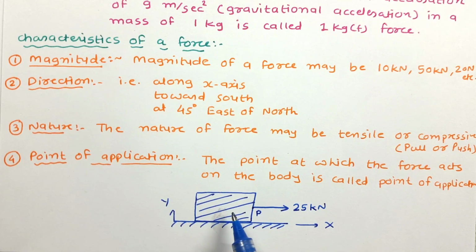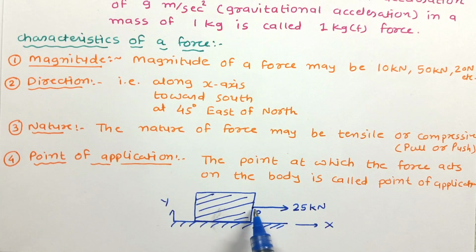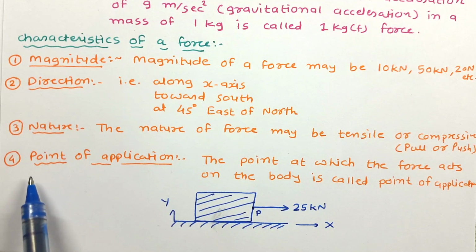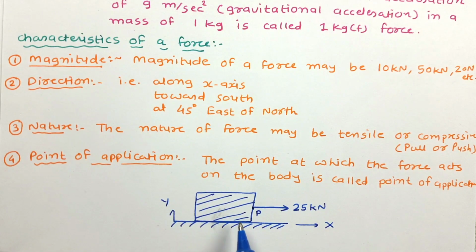So here one object is there which is subjected to this force. First characteristic is magnitude. The magnitude of this force is 25 kilonewton. Direction, we can say it is acting in x direction. The nature of force is pull type because this force pulls this object, and the force is acting at this point P. So the point of application of force is P. This way we can use all characteristics to completely describe the force.